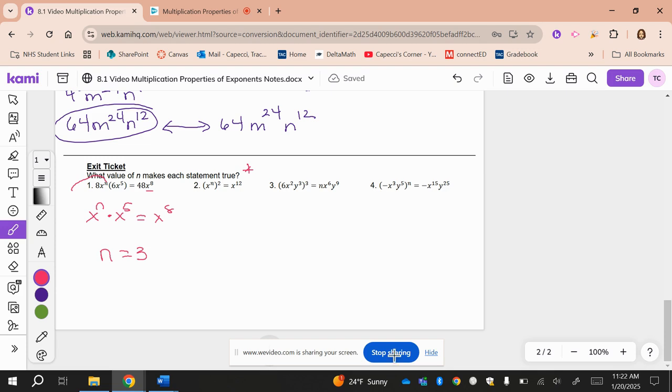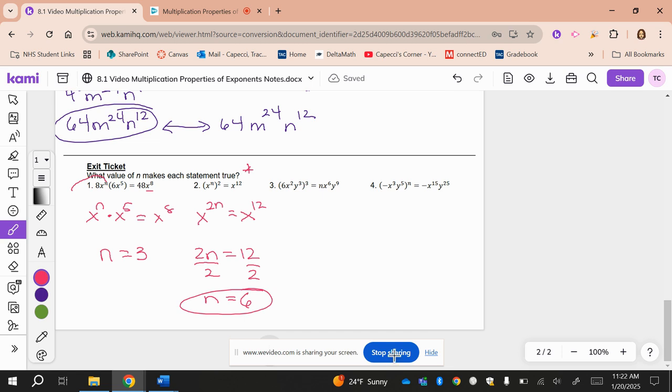Looking at number 2, remember this is a power to a power. So when I multiply, that's what I get. Right? That's what I have on the right-hand side. So 2n is equal to 12. If you can't do that in your head, then just go through the process and do what you have to do to get n by itself. So in this case, n is equal to 6.